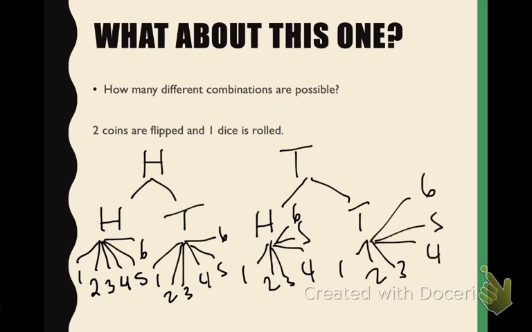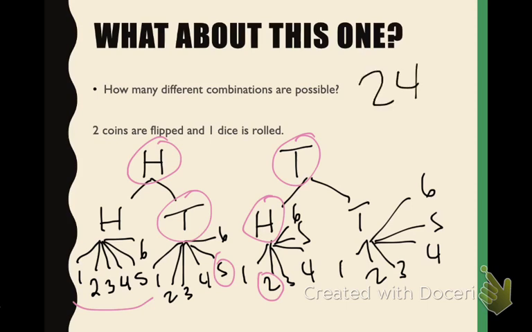One particular option was I could flip a tails, then flip heads, and then roll a 2. That's one option. Or I could flip a head, then a tail, and then roll a 5. That's another option. Then I count all of the ones out here, and that'd be 6, 12, 18, 24. So there are 24 combinations.